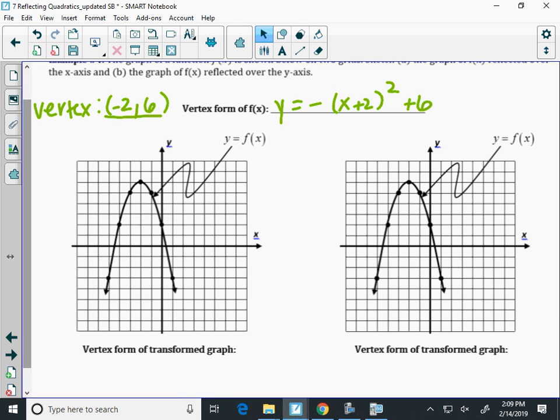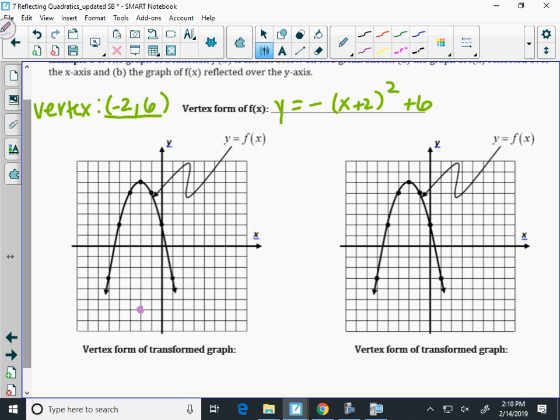is reflect this graph over the x-axis again. When we do that, you're going to think back to your geometry days. All you're going to do is count. You're going to see how far each point is away from the x-axis and count that amount in the same direction. So if we start with our vertex, it is 1, 2, 3, 4, 5, 6 away, so you're going to count 1, 2, 3, 4, 5, 6 on the other side of the x-axis. You're going to do that with all the other points.